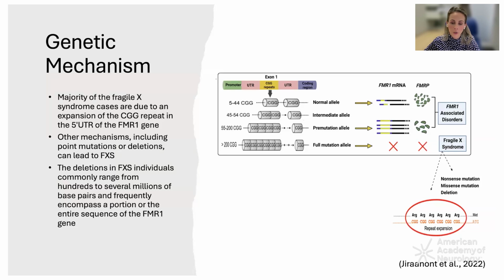Several types of variants, including missense, nonsense, and deletions, have been reported. And the deletions in Fragile X individuals commonly range from hundreds to several millions of base pairs and frequently encompass a portion of the entire sequence of the FMR1 gene.